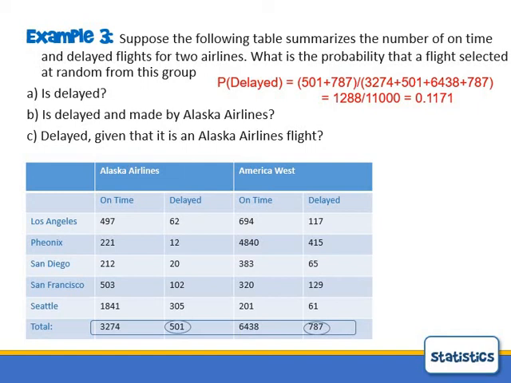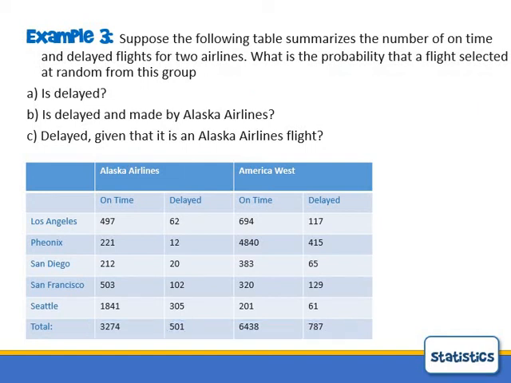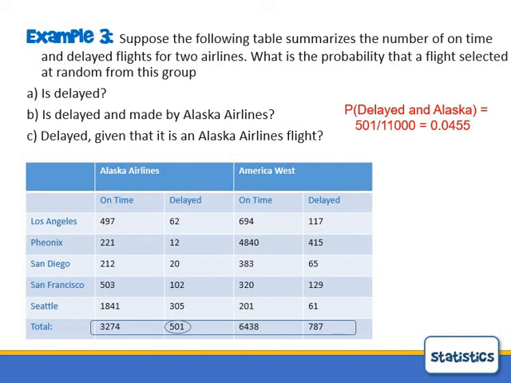Okay. What is the probability it is delayed and made by Alaska Airlines? Okay. So we look at the table and we find the number that are delayed and made by Alaska Airlines. That's 501. And out of the total number of flights, which is the same denominator that we had on Part A. Okay, so delayed and Alaska Airlines, there's 501 of these flights out of the 11,000 flights that are delayed and made by Alaska Airlines, which works out to be about 5%, 0.0455.